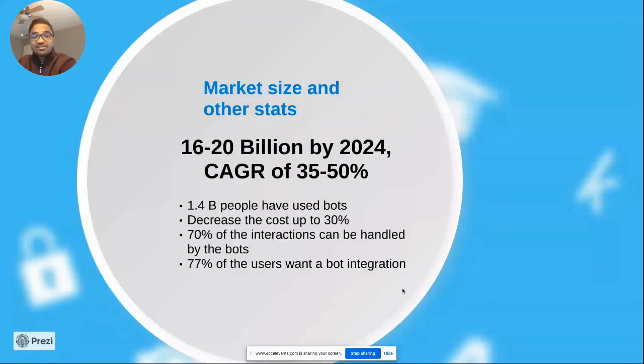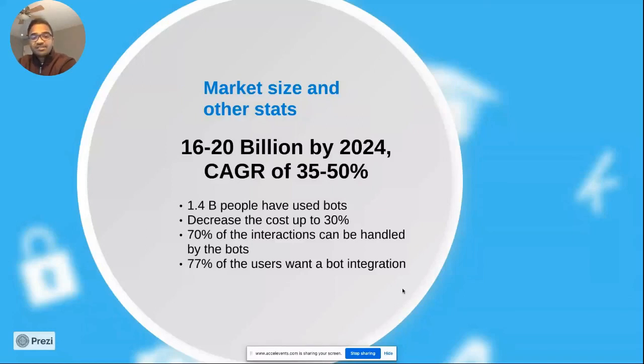What are the other metrics or stats we can look at? As we know, so far 1.4 billion people have interacted with bots, either in different modes, like chatbots or speech or voice bots. And as we can see, this number is soon going to get bigger, and the number of people interacting with bots is going to be more than the number of people with a social media presence. So that shows the impact of bots and conversational AI products out there.